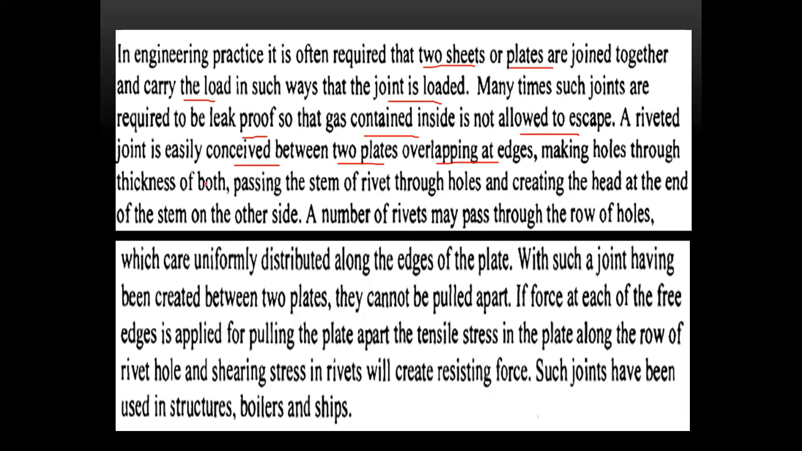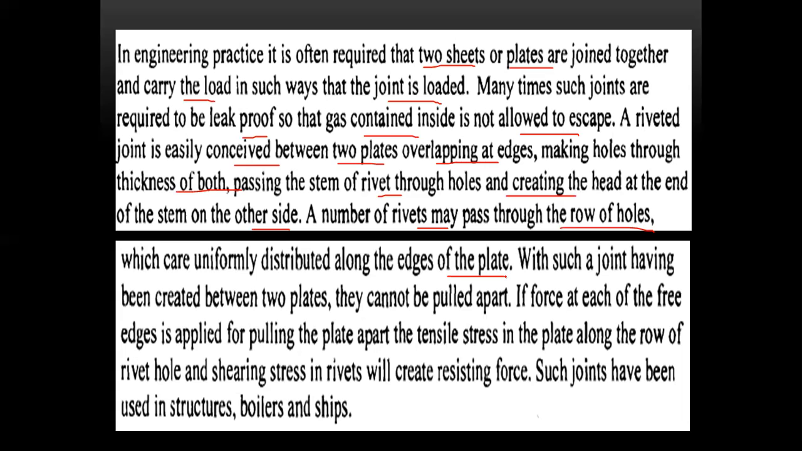Make holes through the thickness of both, pass the stem of the rivet through the holes, and create the head at the end of the stem on the other side. A number of rivets may pass through rows of holes. Got it? Whenever you are making a shape with sheets, we have to overlap edge to edge and make holes through which the rivet is inserted, carefully and uniformly distributed along the edges of the plate.